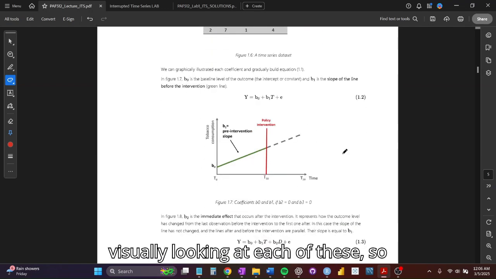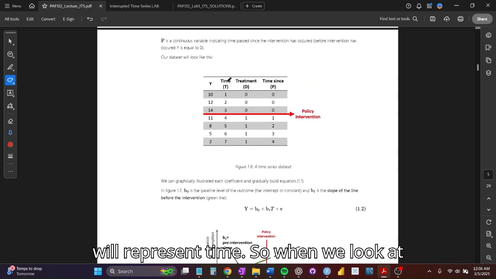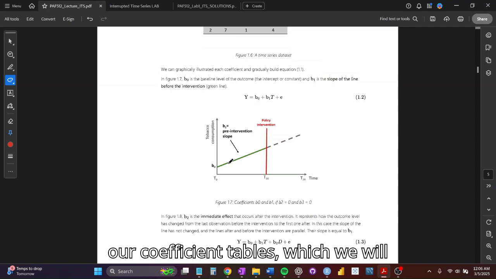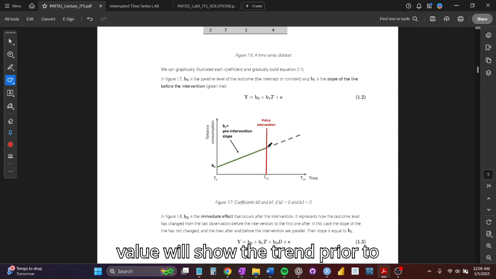Now, visually looking at each of these, beta 1 will be representing our pre-intervention slope. Again, beta 1 will represent time. So when we look at our coefficient tables, which we will shortly, this will represent time. That value will show the trend prior to intervention. That is our pre-intervention slope.